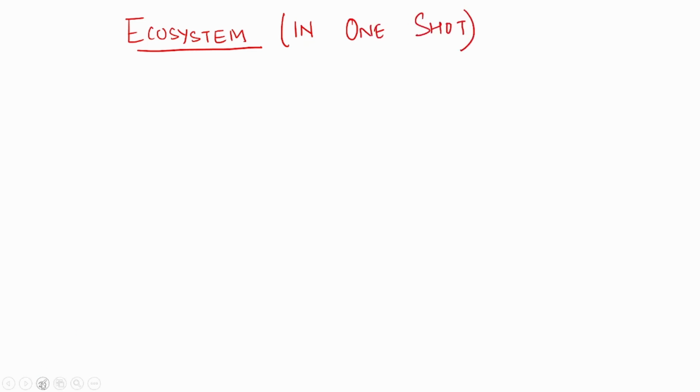Today we are going to discuss ecosystem. It's basically a revision class in one shot. If we discuss ecosystem, what are the things we are going to cover under it? First, we will discuss the level of organization of the ecosystem. Organization level means what we are focusing on.